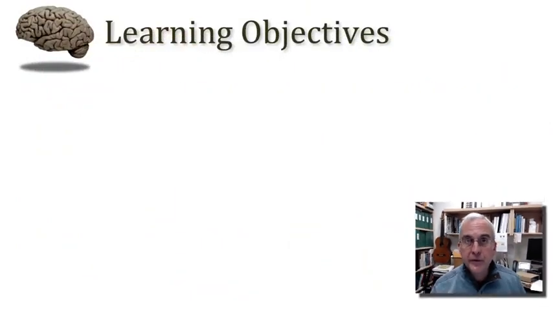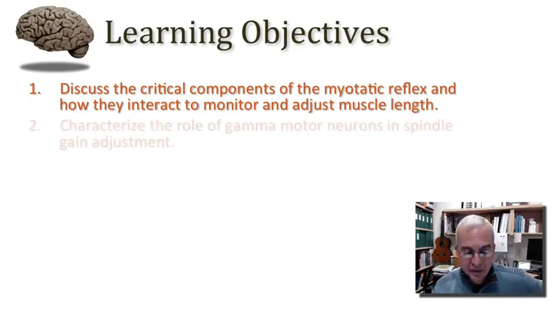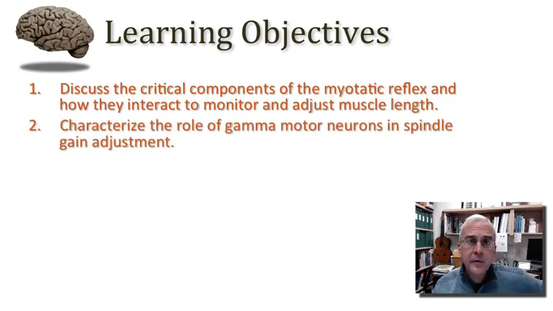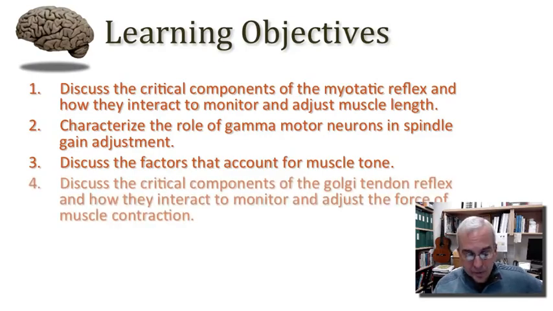So the learning objectives that pertain to this part of our tutorial are several. I want you to be able to discuss the critical components of the myotactic reflex and how they interact to monitor and adjust muscle length. I want you to be able to characterize the role of gamma motor neurons in the adjustment of the gain of our muscle spindle system. I want you to be able to discuss the factors that account for muscle tone.